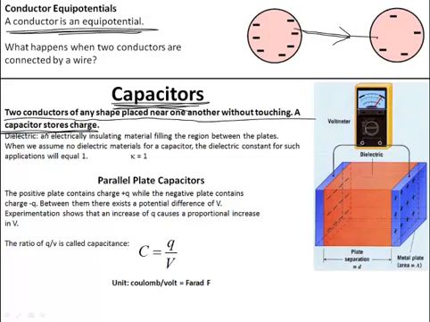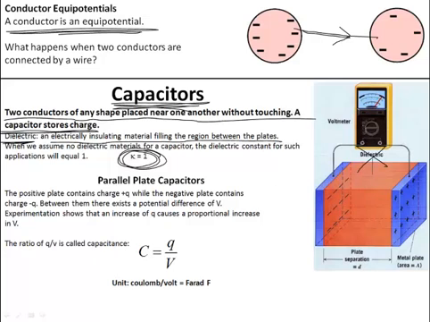Now dielectrics. This really isn't super important for us, but let's talk about them anyway. It says an electrically insulating material filling the region between the plates. When there is no dielectric material in a capacitor, the dielectric constant for such an application will equal 1. So kappa, that symbol, equals 1. So for us, kappa will always equal 1, because we're not going to use dielectric materials.